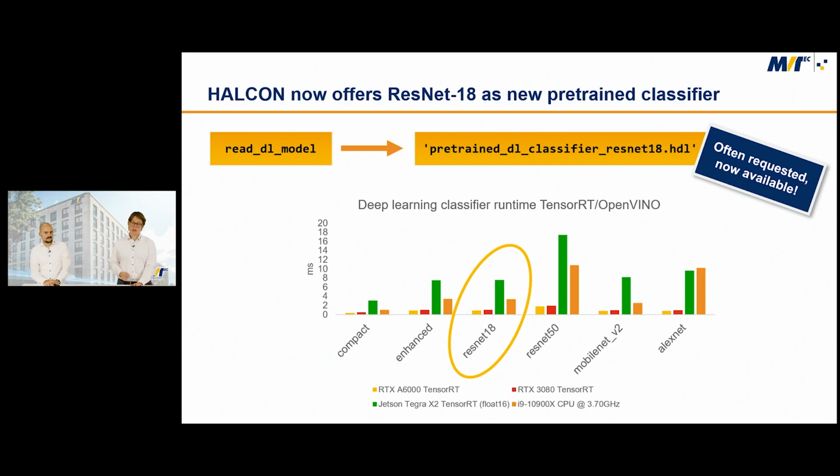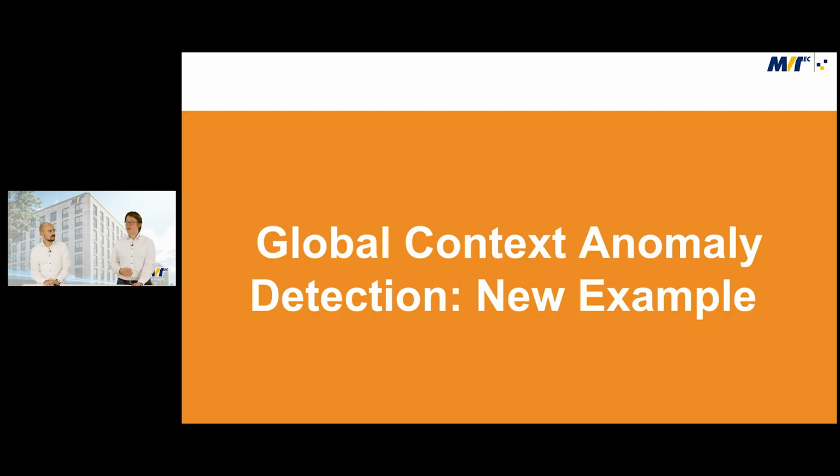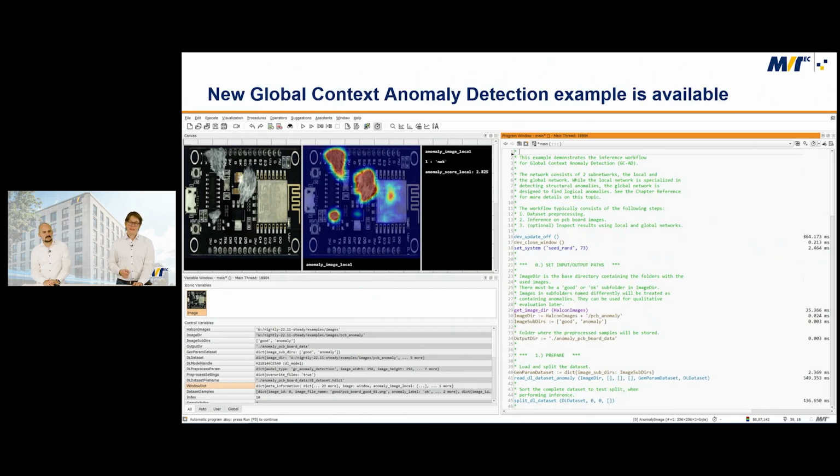Then we provide a new standard example for global context anomaly detection. This standard example only features the inference of a global context anomaly detection. This makes sense for us because with the release of the deep learning tool, where you can now train and evaluate your own model, you can use this standard example to just import your model trained by the deep learning tool and just build up from this standard application.